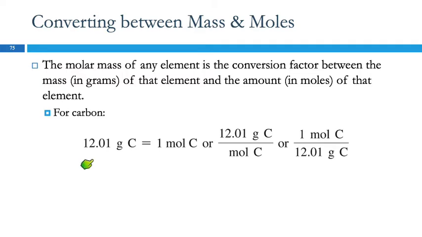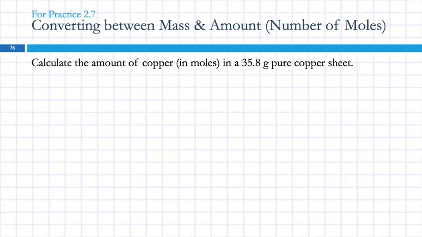So for carbon, 1 mole of carbon weighs 12.01 grams. Those are equal, right? So I can make a conversion factor with 12.01 grams on top and moles on the bottom, or the other way around. I take one side and I put it on the top, one side on the bottom, and there's my conversion factor. And those conversion factors are just all sitting up there on the periodic table, waiting for you to use them. Calculate the amount of copper in moles in a 35.8 gram pure copper sheet.